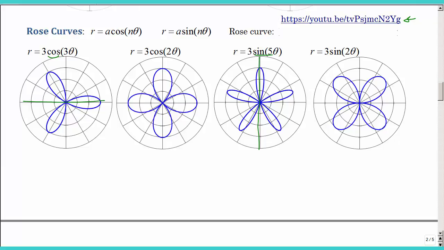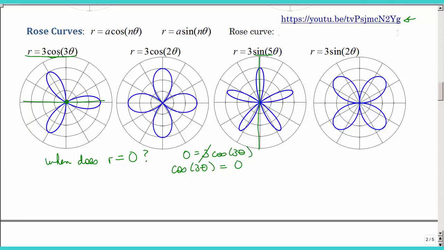What we're going to be interested in here is when does it pass through the pole? Okay? When does r equal 0? Okay, so let's look at this one. When does r equal 0? So if I have 0 equals 3 cosine of 3 theta, and I divide by 3, I get 0. So I'm saying, when does the cosine of 3 theta equal 0?